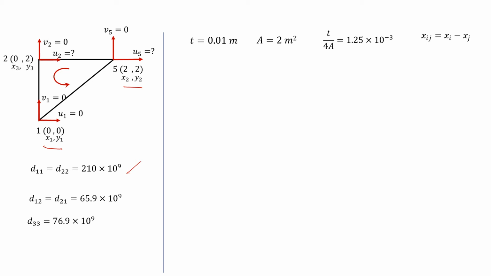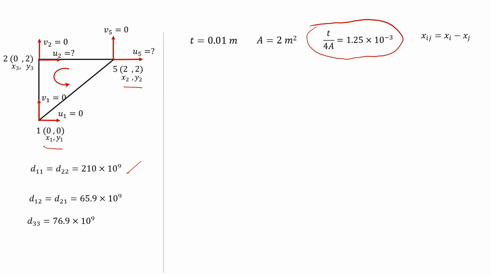To simplify our calculation, I really encourage you to calculate this term in the first place. This term is located outside of the K matrix, so do not forget about it. In this example, the value T over 4A for element 1 is equal to 1.25 times 10 power negative 3. Once we have all the information, we can start to calculate the terms A, B, and C.